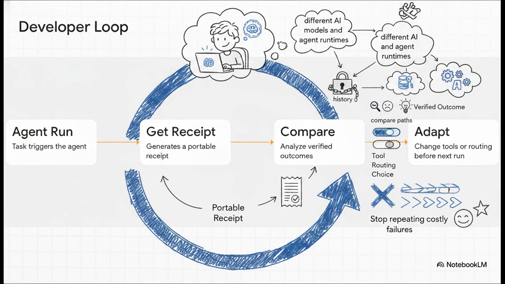Let's see how this builds into an actual, real-world workflow for an independent developer who's juggling multiple AI models and agent runtimes. Usually, every platform learns something from your work, but the second you switch vendors, all that useful history, it's just trapped. But by adding open-line receipts, a developer creates this amazing continuous loop. You have a task, which triggers an agent run, which then spits out a portable receipt. You get a verified outcome, compare different paths, and then you can change your model, tool, or routing choice right before the very next run. You finally stop repeating those costly failures just because you switched your software environment.